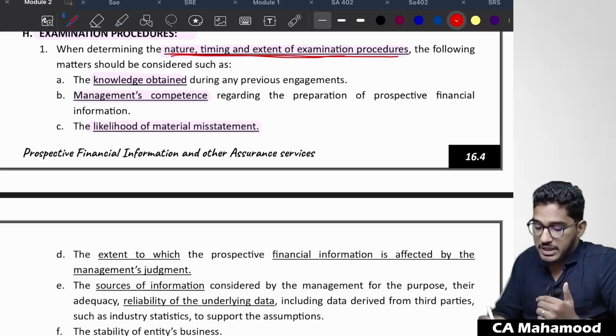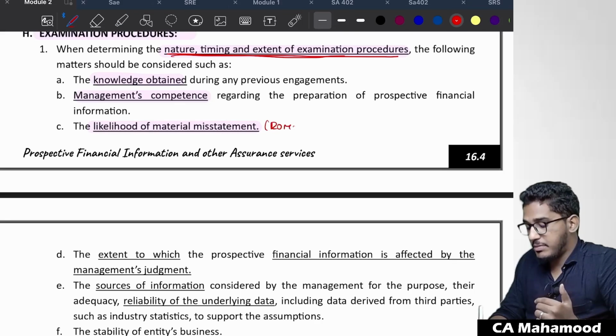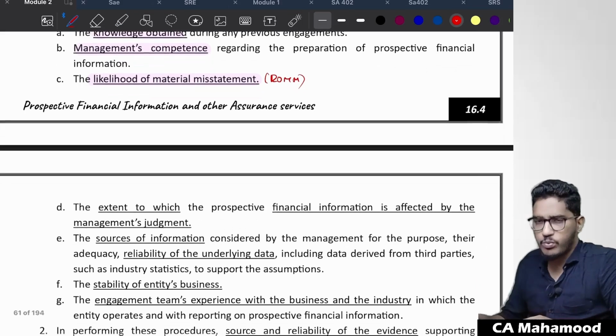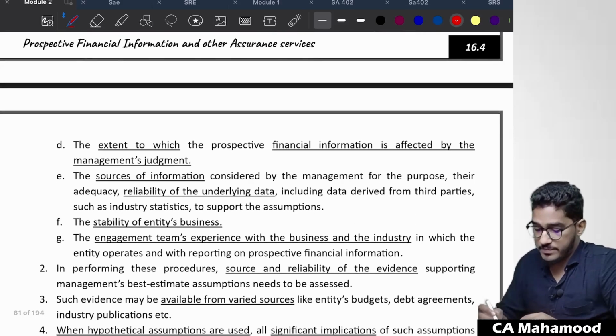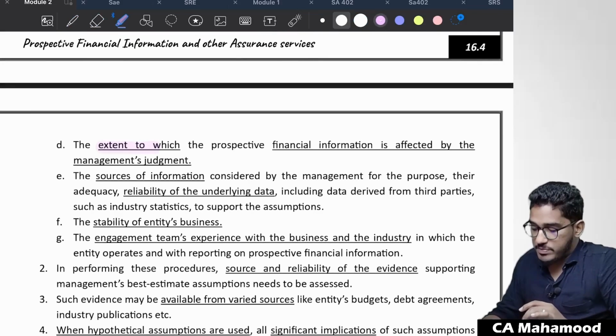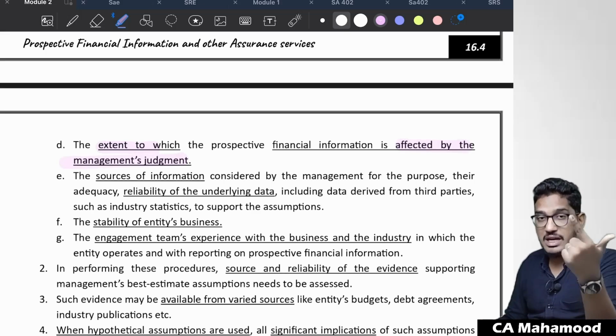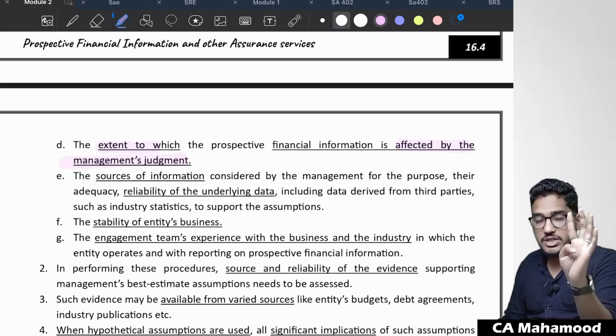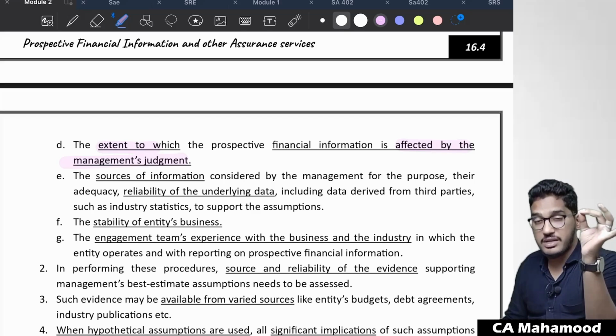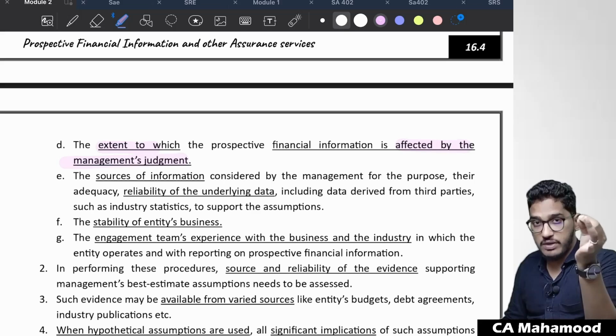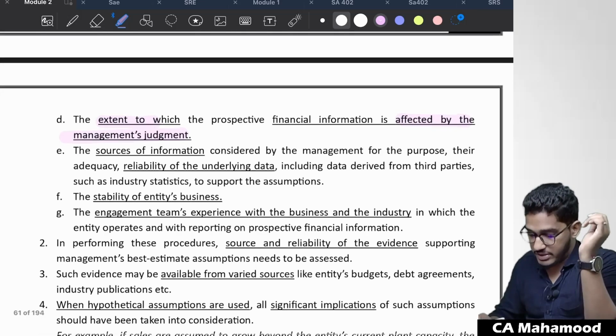Likelihood of material misstatement, nothing but what we call the risk of material misstatement. If the risk is very high, more procedures. If the risk is low, fewer procedures. The extent to which the prospective financial information is affected by management judgment, nothing but how much judgment is involved. The higher the judgment involved, the higher the risk. The higher the risk, more procedures. The lower the judgment involved, the lower the risk. The lower the risk, fewer procedures. So you need to understand to what extent the prospective financial information is affected by management's judgment.